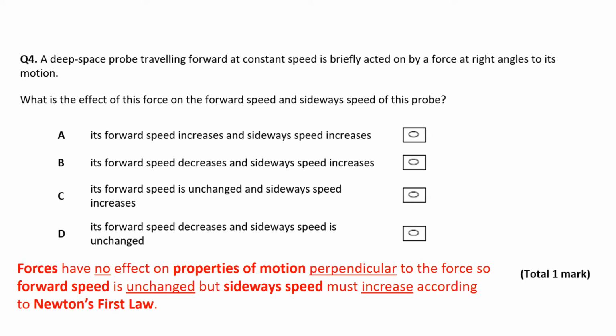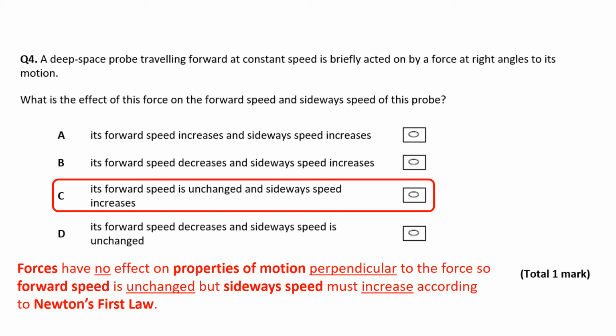Okay, so in terms of answering this, the information you should know that you can use to answer this is forces have no effect on the properties of motion, so displacement, velocity, acceleration, perpendicular to the force. So the forward speed cannot be changed by a sideways force, but the sideways speed, according to Newton's first law, has to change if we apply a force. So that means we want option C there.